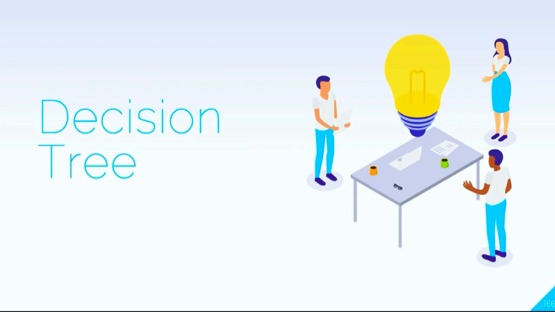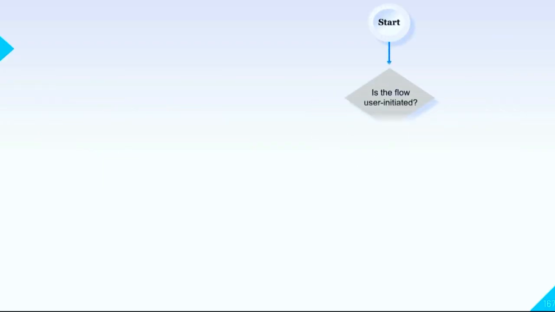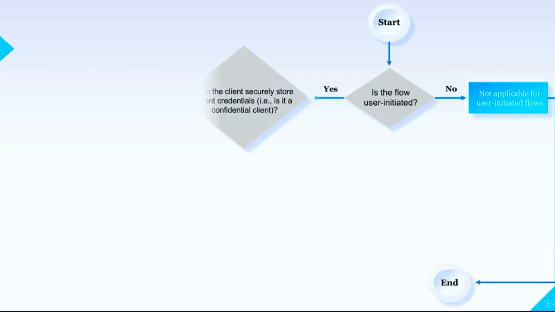Now let's move on to the decision tree, which wraps everything up and provides a step-by-step guide to making the right choice for user-initiated flows. We begin by evaluating whether the flow is user-initiated. If the answer is no, then the scenario is not applicable for user-initiated flows and we stop here. If yes, we proceed to the next crucial question.